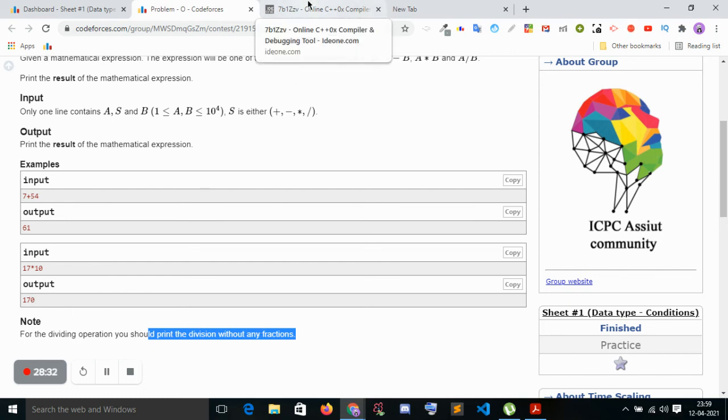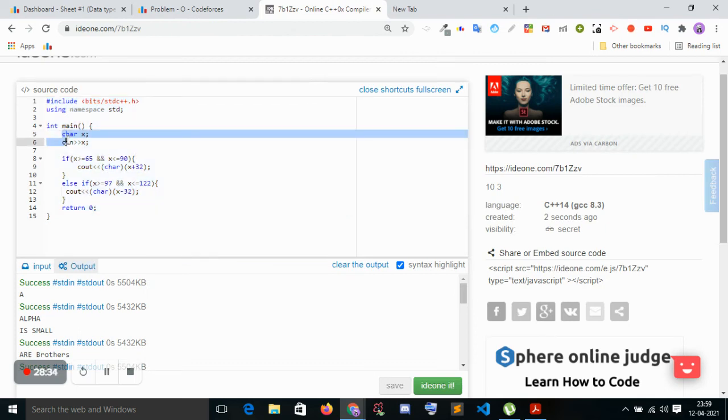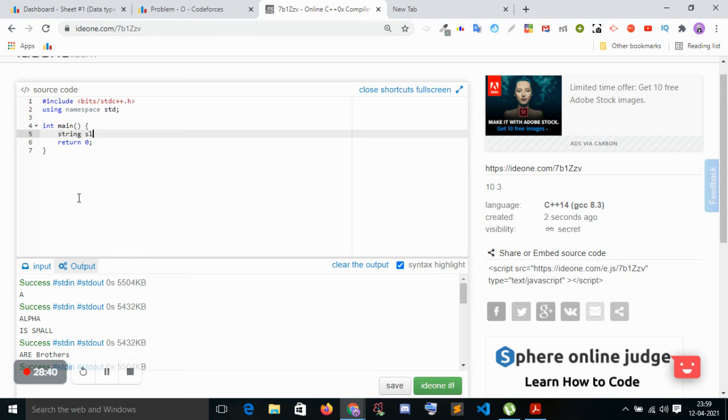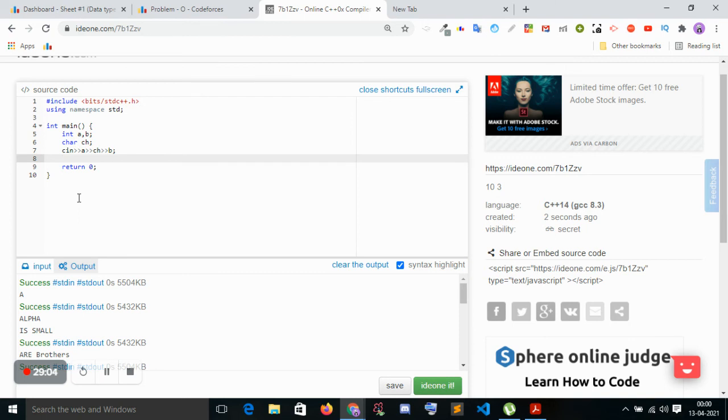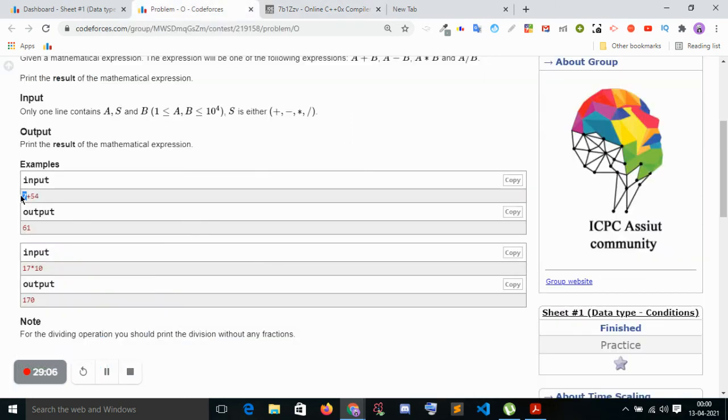Okay, so what should I do here? So never take op as a string input. Okay, if you pick string s, then you have to check it again, what the conditions are, is it plus or not. So better, what should I do? I will take int a, b and char ch. Okay, cin a, ch and b. It is very similar. First is our integer, the next one is char, and the last one is integer.